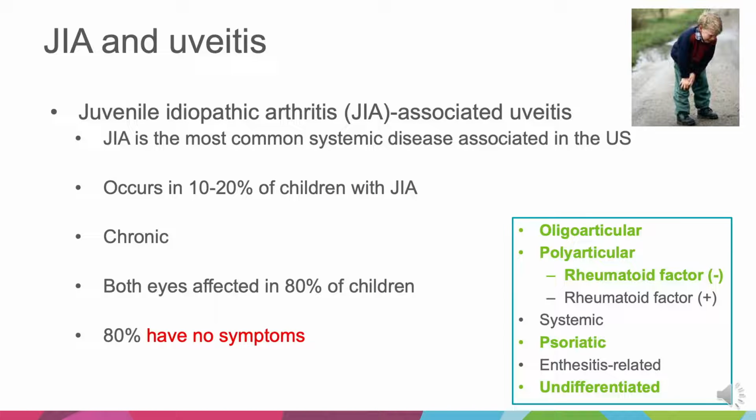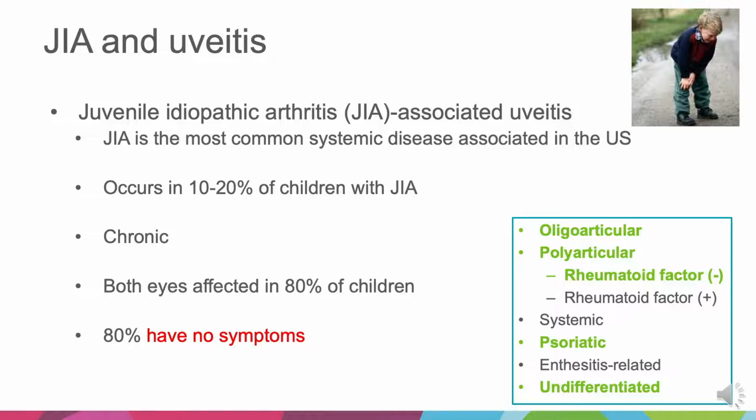Although uveitis can occur even when a child doesn't have a specific rheumatic condition, it can be associated with rheumatic conditions where JIA tends to be the most common. So in fact, anywhere from 10 to 20% of children with JIA can develop uveitis. It tends to be chronic, which means it's present for a long period of time. Both eyes are usually affected, and most importantly, most children won't have any symptoms. So it's extremely important that children are screened regularly by their eye care specialist for uveitis, and they have scheduled visits.